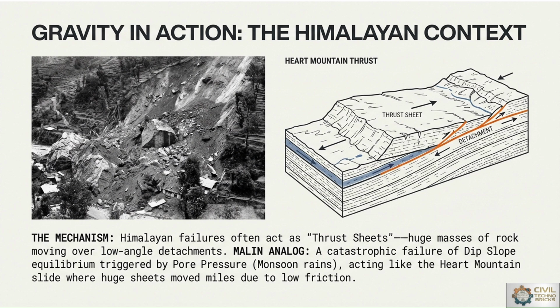Massive mountain failures in active orogenic zones like the Himalayan ranges, as the regional thrust sheets are there, or we can say the tectonic plates are there. They are behaving like thrust sheets, moving across low angle detachment faults. High intensity monsoon rainfall can raise pore water pressure. This completely disturbs deep slope equilibrium, causing massive sheets of the earth to travel miles over low friction planes.